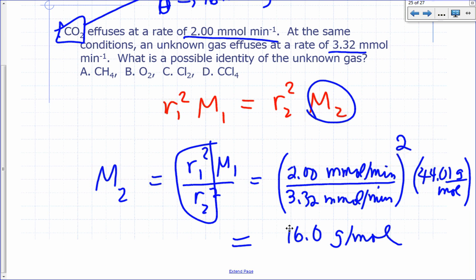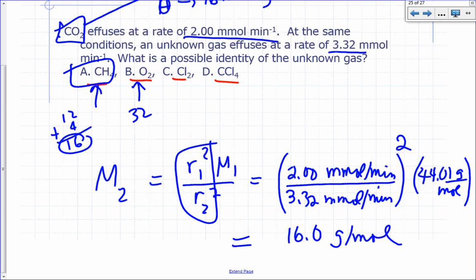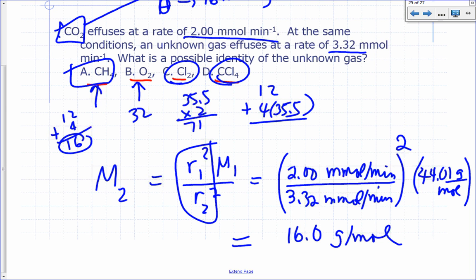So which one is it? Just figure out the molar masses of these. Methane, that's carbon is 12, hydrogen is 1, 1 times 4 is 4, so that's about 16. That looks like it's going to be methane. Oxygen would be 32, chlorine is 35.5 times 2, so that's about 71. Carbon tetrachloride, that's 12 plus 4 times 35.5, so obviously it's not that. So our correct answer is A, methane.